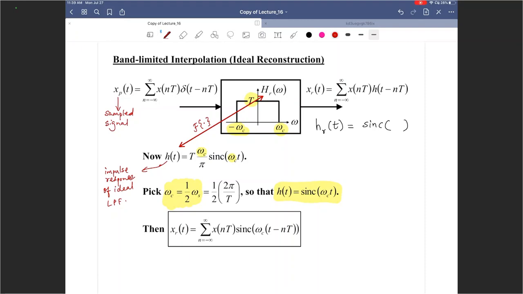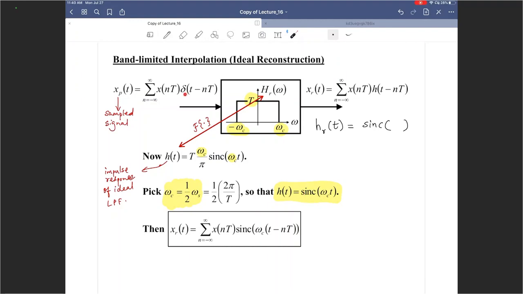I'm going to pass this sampled signal, which is represented by a summation of impulses with the weights of those impulses corresponding to the values of x being sampled. If I pass that through this reconstruction filter, which is an ideal reconstruction because it's convolving with a sinc, or sinc interpolation, what would happen? x sub r would now be x sub p convolved with a sinc function. Convolution with a sinc function.